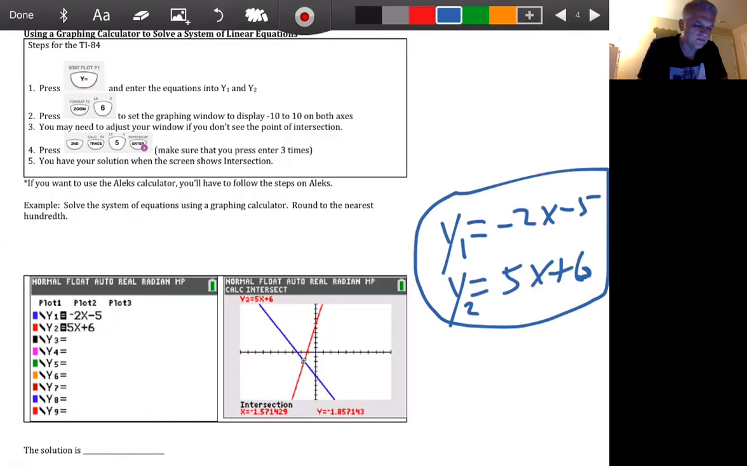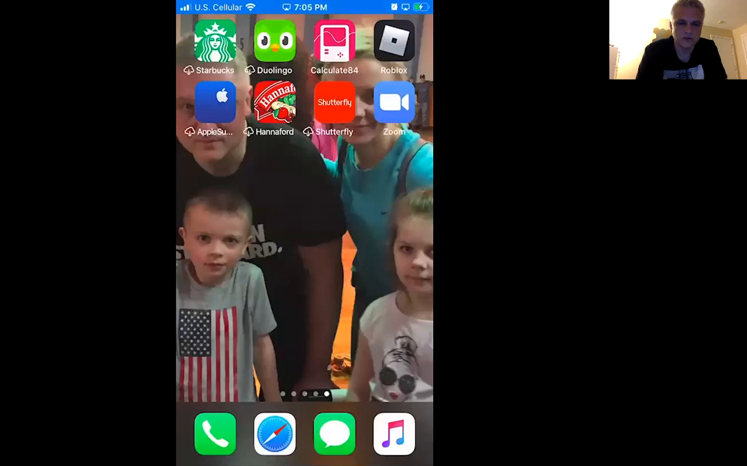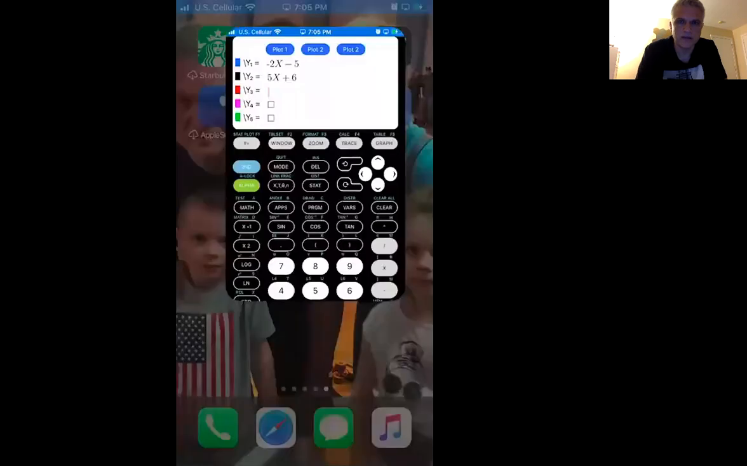You type it in, and you see what you got. Okay. Now, the ALEX calculator just has buttons you can push that'll just give it to you with a couple of clicks. If you have a graphing calculator, TI-83, then let's see if we can walk you through that real quickly with my Calculate 84 app. Okay, so you can see my Calculate 84 app.